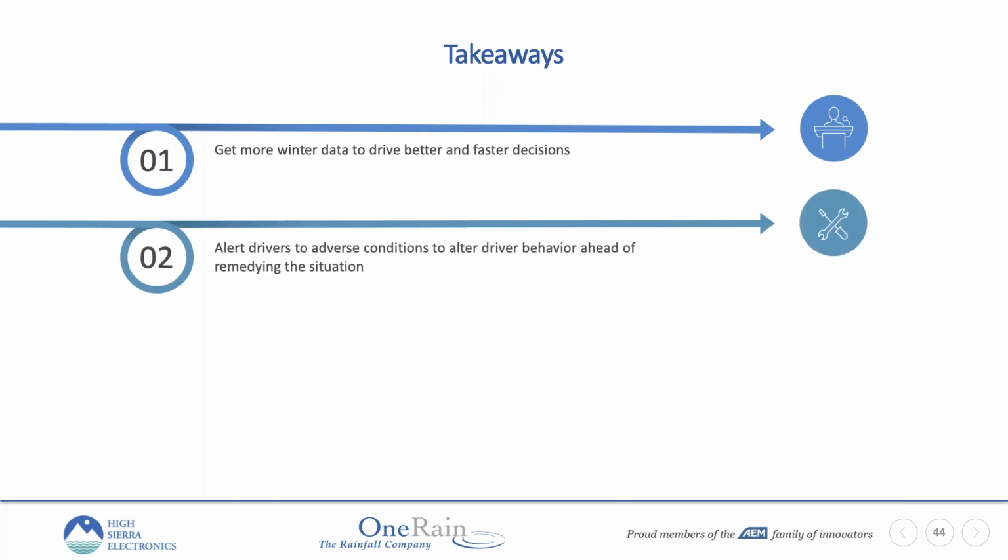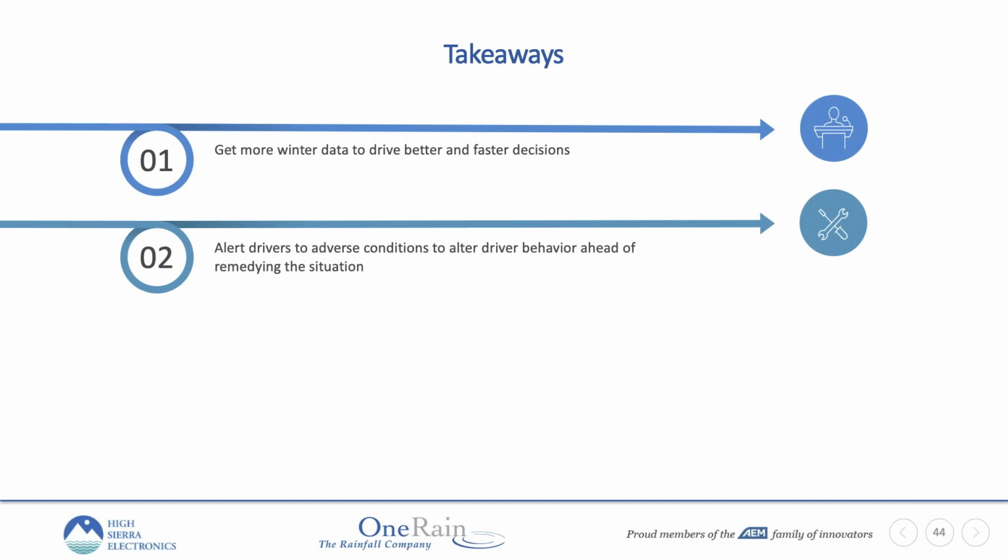The second main takeaway is through alerting drivers of those adverse conditions. We're not going to be able to get out there and get to every single trouble location, especially in areas that have a large geographic spread or areas that have multiple troubled areas. So having systems that work autonomously and independent of a human waking up at 2 a.m. to go close a lane or close a road.